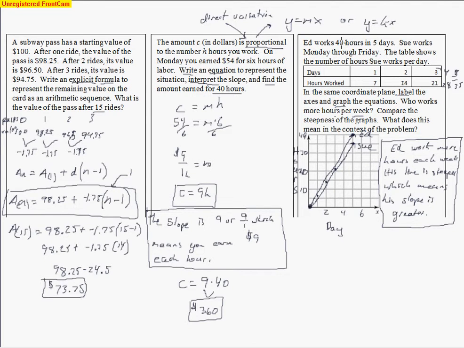He works 8 hours per day if we do that division. So we find out what that is: 40 over 5 is 8 hours per day. And we see that Sue's only at 7 hours per day. So the slope of the line will give away how many hours each day she or he ends up working. So let's take a look at the next problem.